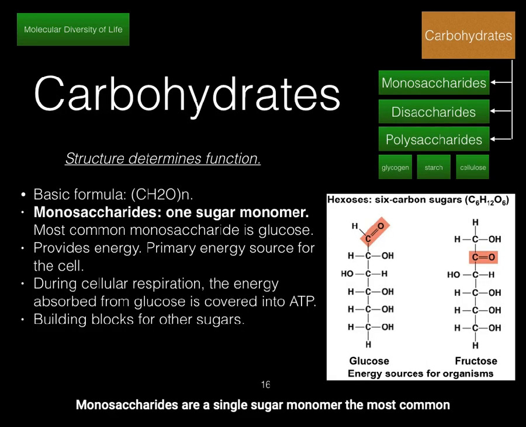Monosaccharides are a single sugar monomer. The most common monosaccharide is glucose. Its primary function is to provide energy to the cell. Glucose is converted to ATP during cellular respiration. Monosaccharides are building blocks through glycosidic linkages for other sugars. The figure shown on the slide demonstrates the chemical structure of two monosaccharides, glucose and fructose.